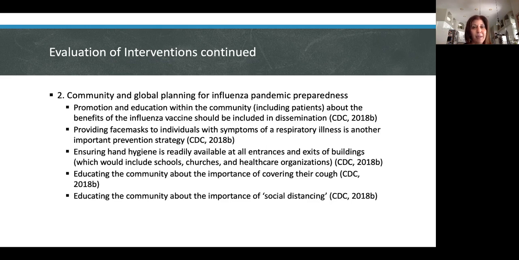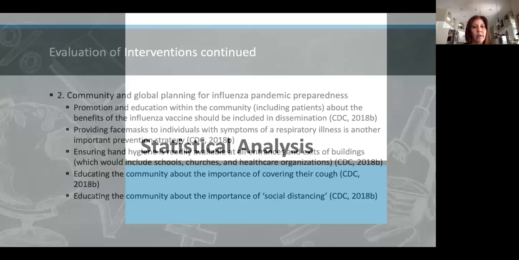Did these things happen through all the organizations? Obviously we know it's available in hospitals, but also in schools, in church settings, things like that. Educating the community about the importance of covering their cough and the importance of social distancing. So when you're ill, stay home, that kind of thing.